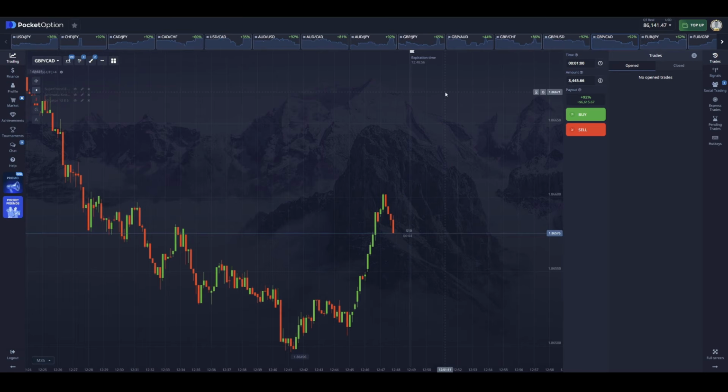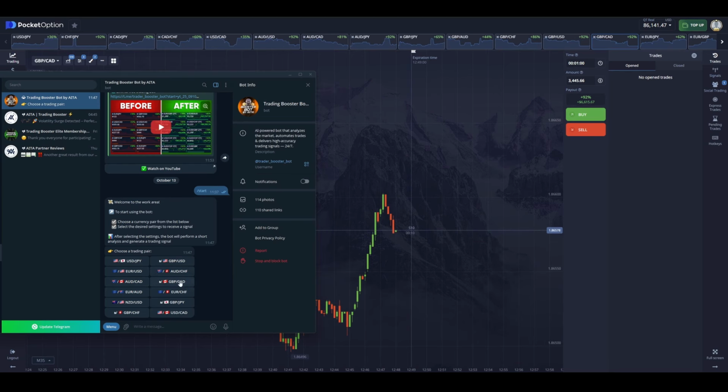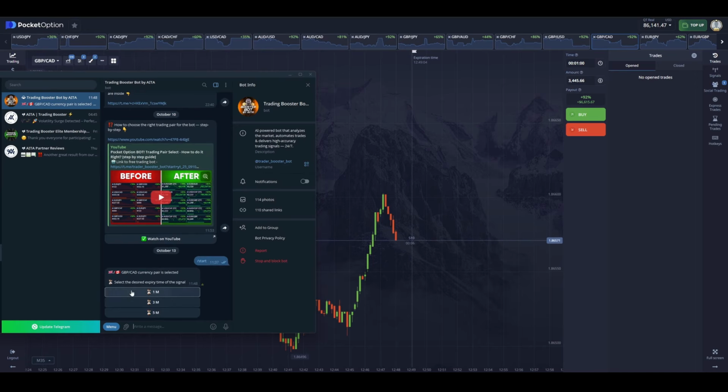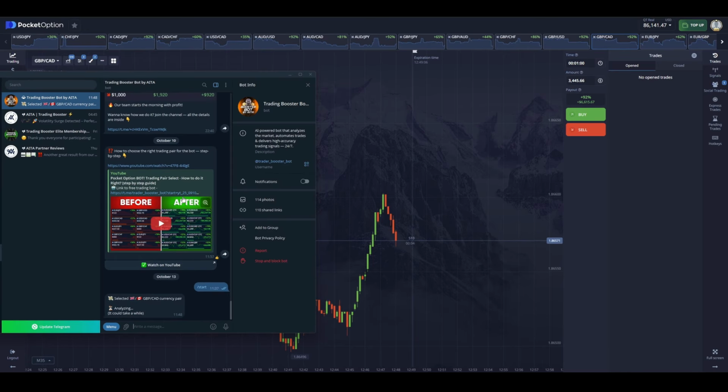Let's move on. The next currency pair is the British pound and the Canadian dollar. I select this currency pair, set the trade time to 1 minute, and now I wait for the signal.